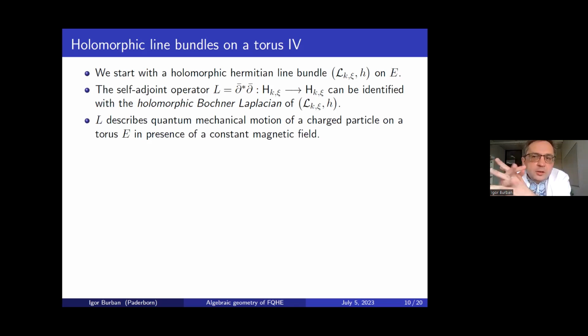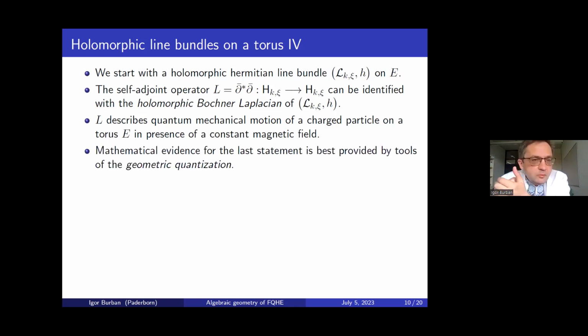This operator L actually has very good properties, so it is self-adjoint, but on compact spaces it also has only a discrete spectrum with finite dimensional eigenvalues. So it's a very nice self-adjoint operator. Well, let's say it's a postulate, but there is some mathematical evidence for that, which is best given by the theory of geometric quantization.